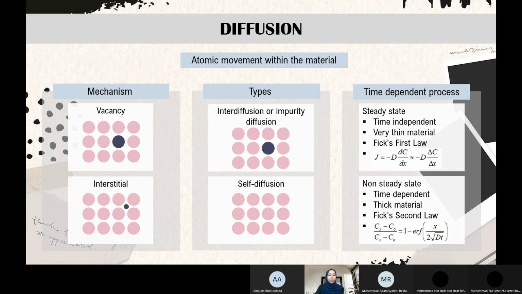Diffusion basically refers to the process of atomic movement within the material. It has two mechanisms, two types, and also two situations for this time-dependent process to happen.